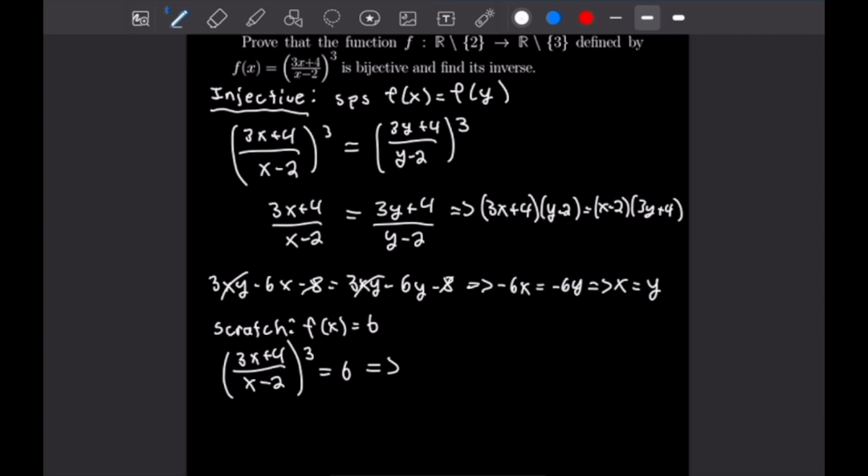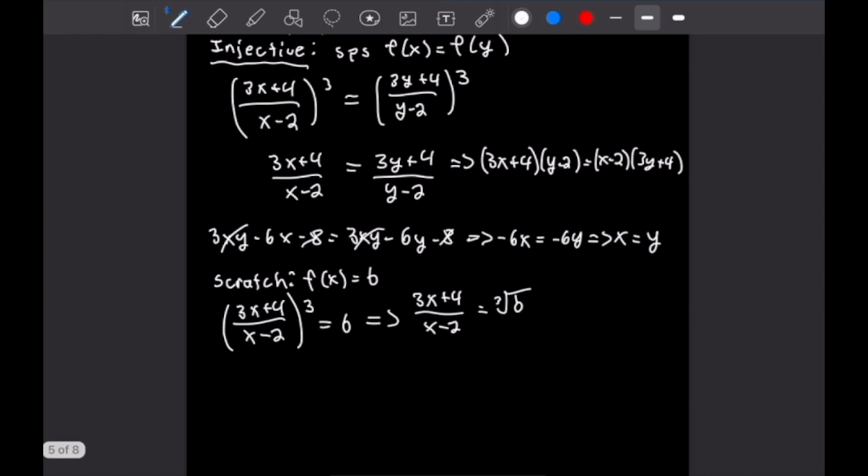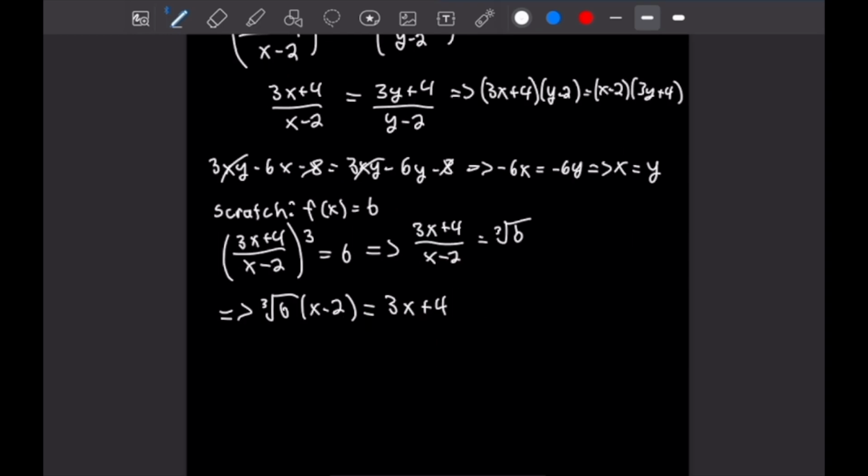Well, that means we can go ahead and take the cube root, and we'll get that (3x + 4)/(x - 2) is equal to the cube root of b. Great. And then we can go ahead and clear our denominator there, and we will get that the cube root of b times (x - 2) is equal to 3x + 4. We'll go ahead and multiply that out, and that will give us x times the cube root of b minus 2 times the cube root of b is equal to 3x + 4.